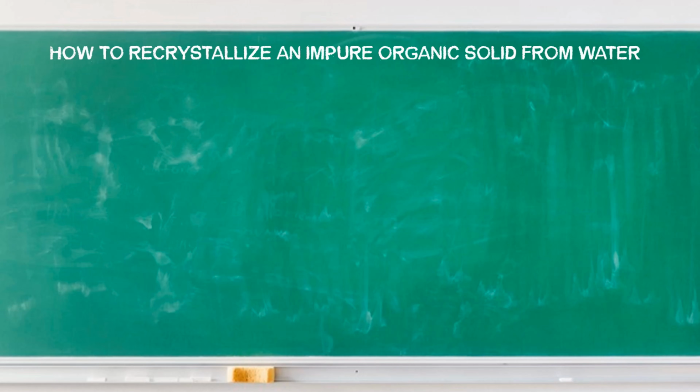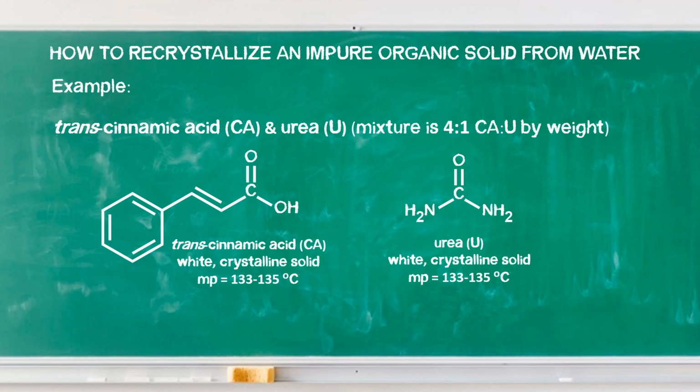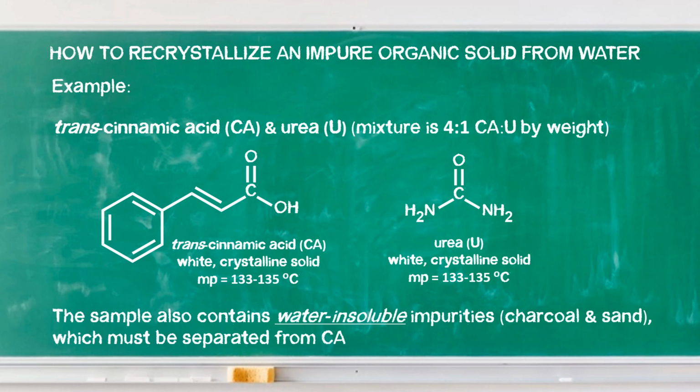This demo video illustrates the separation of trans-cinnamic acid from urea by recrystallization of cinnamic acid from water, a solvent suitable for this purpose based on the solubility properties of cinnamic acid and urea in both hot and cold water. The sample in this demo also contains water insoluble impurities, small amounts of charcoal and sand, which must be separated from cinnamic acid during this process.